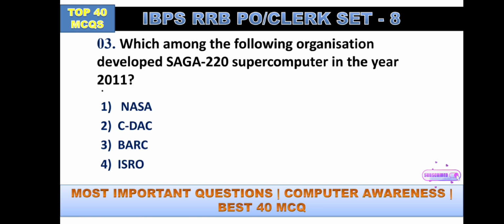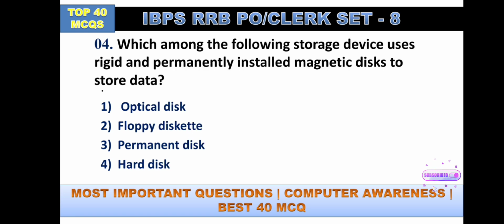See, question number 3, which among the following organization developed Saga 220 computer in the year 2011? So it is ISRO, option number 4. See, which among the following storage device uses rigid and permanently installed magnetic device to store data? So it is hard disks, option number 4, hard disks.